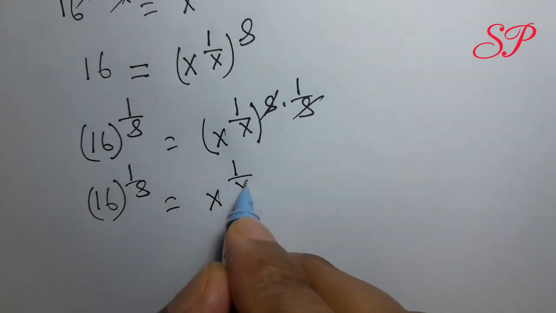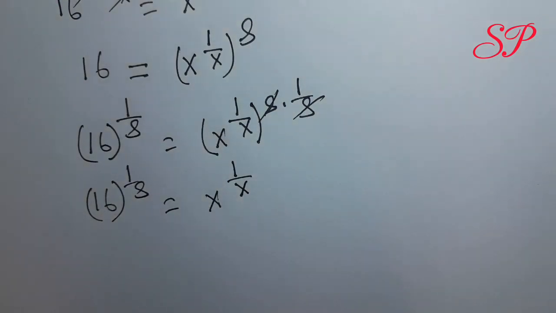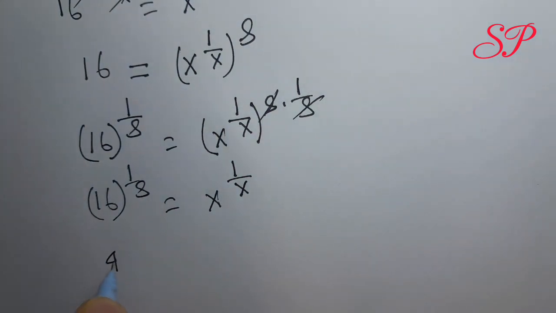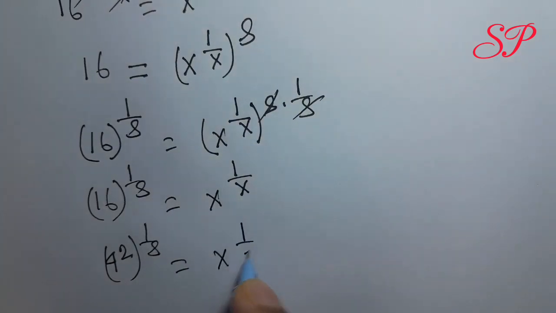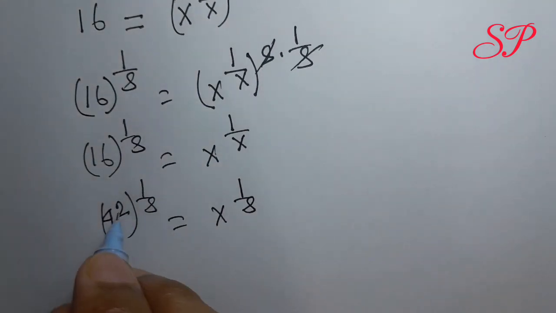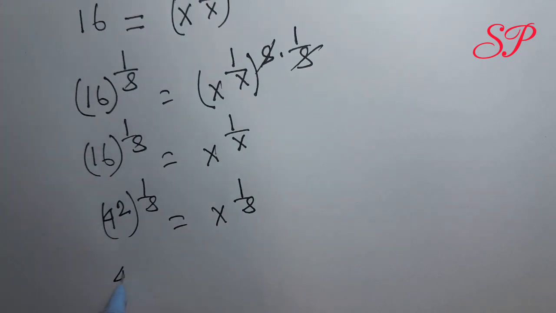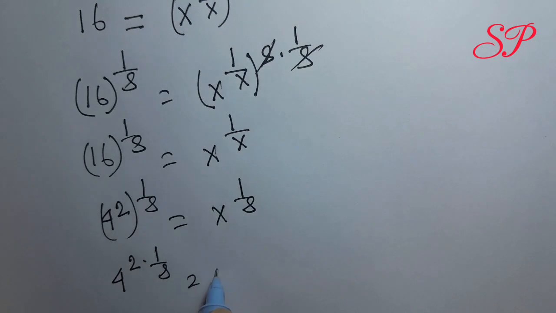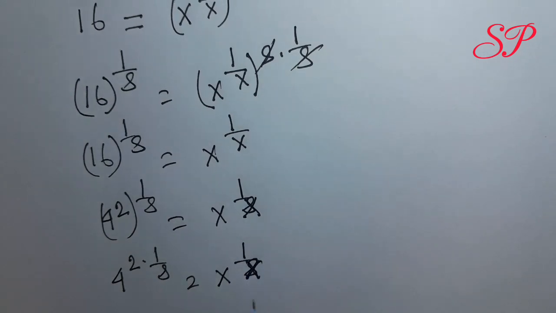Then we can write here 4 square is equal to 16, so 4 to the power 2 into 1 by 8 and x to the power 1 by x.